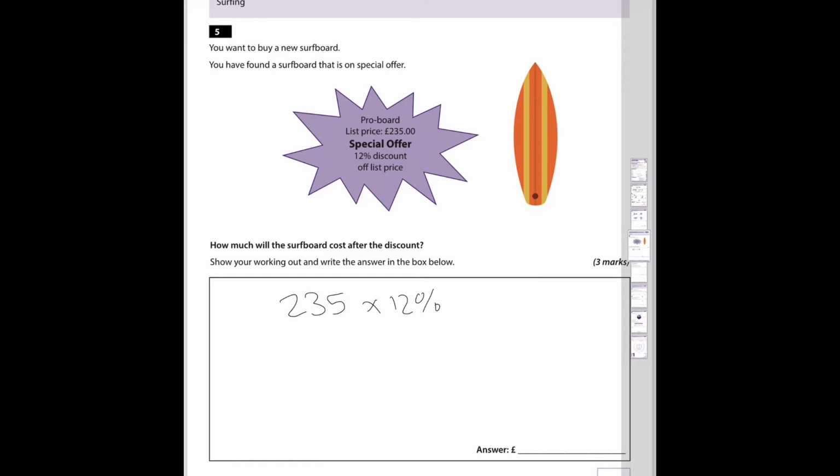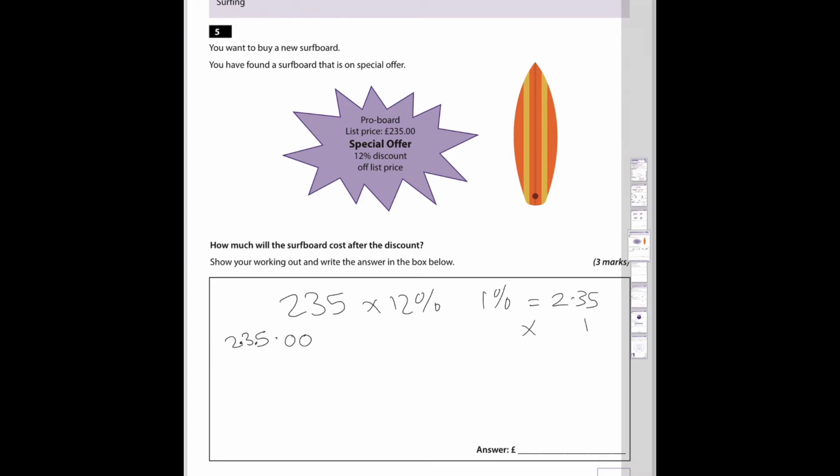Now the easiest way to do that is by finding 1% and then multiplying that by 12. So with £235, that's 100%. To get a percentage back, to get 10%, you'd move the decimal point 1, so that would be 23.5. But to get 1%, we move that again, so that's 2.35. So 1% equals 2.35.